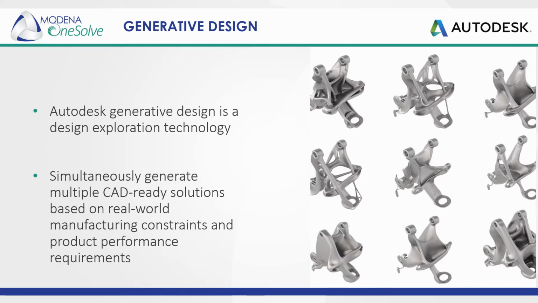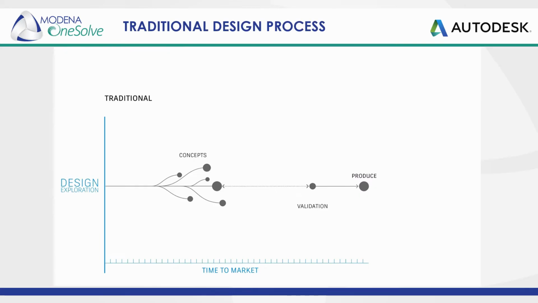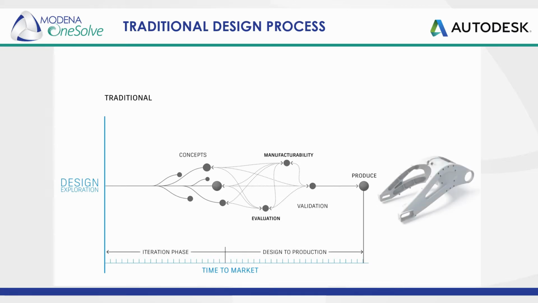How does Autodesk's generative design help the product development process? Before we have a look at this, let's review the traditional design approach. Often companies begin the design exploration process by creating a series of concept designs first. These concepts are limited. We may have 1 to 5 of them. The concepts then undergo evaluation and validation to verify whether they meet performance and manufacturing objectives. The product is then manufactured, produced, and sent out onto the market.